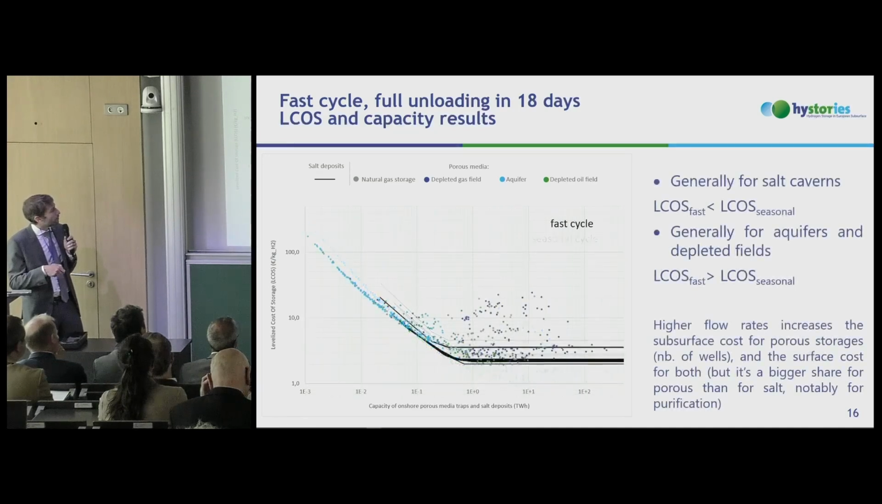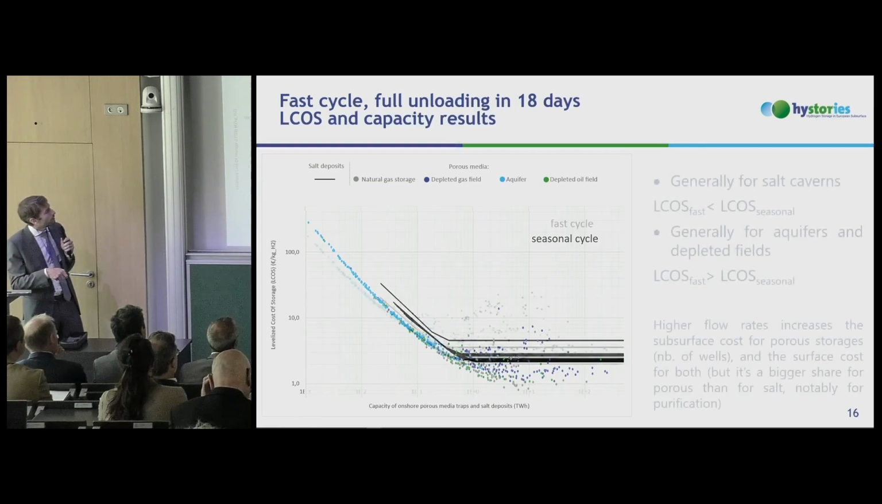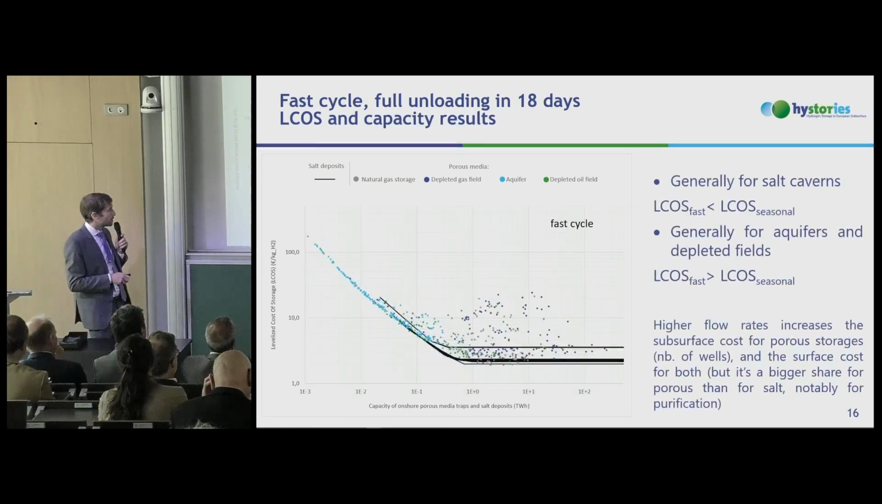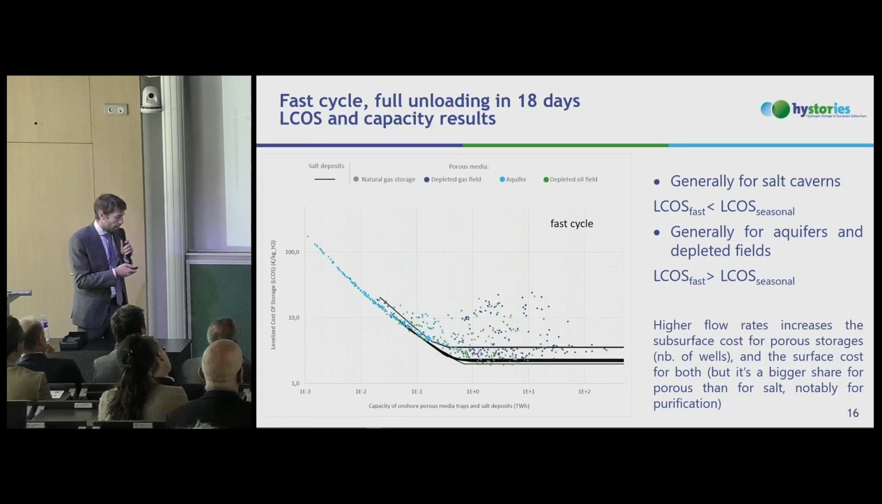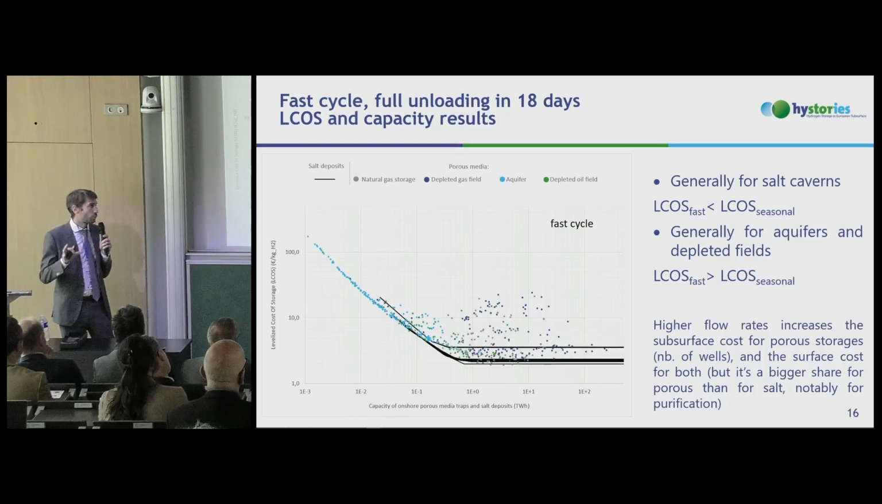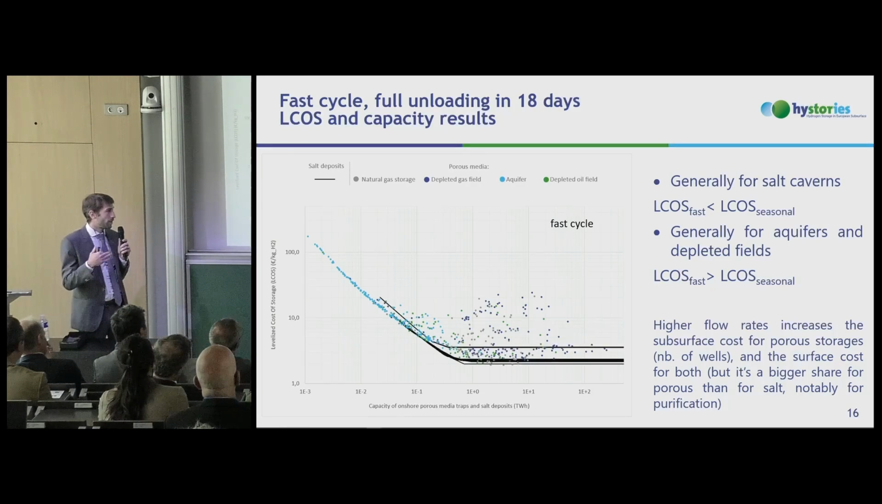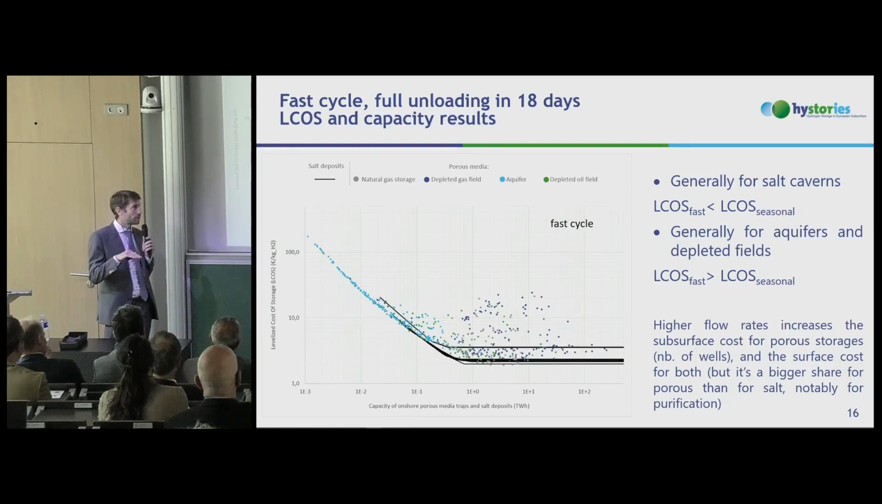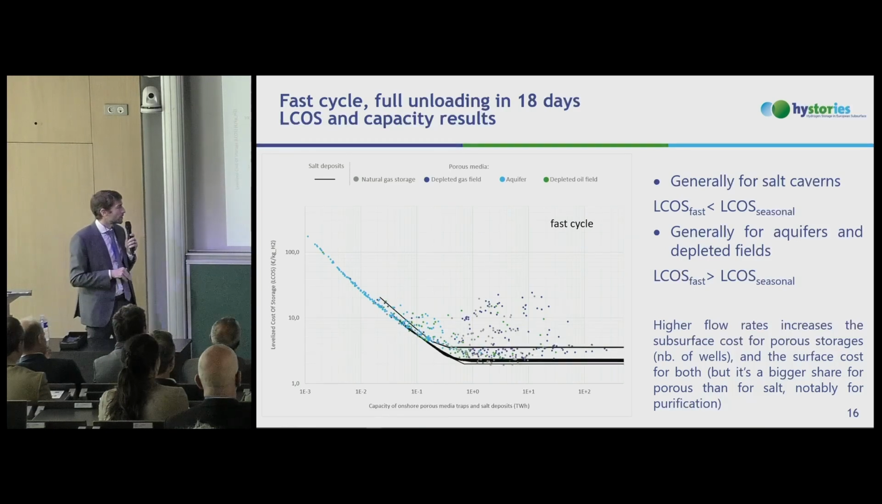So you see the change. This before was still the same result for seasonal cycle, and you see the change in the way the dots are spread and the lines are when you move from seasonal to fast cycles. So what we find is actually the two technologies, due to their cost structure, differ a little bit. We find that the levelized cost of storage gets a little bit cheaper for salt, and it gets more expensive for porous storages when we go to fast cycles.